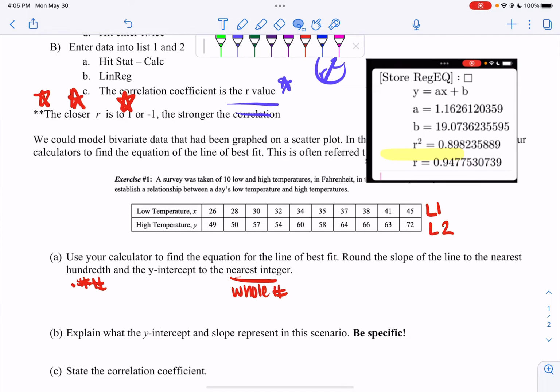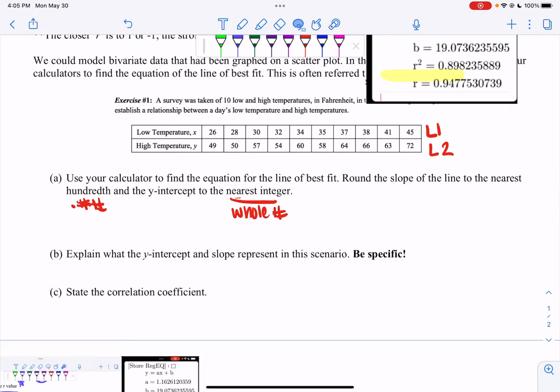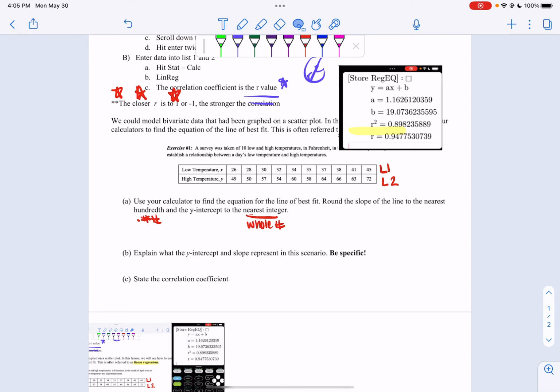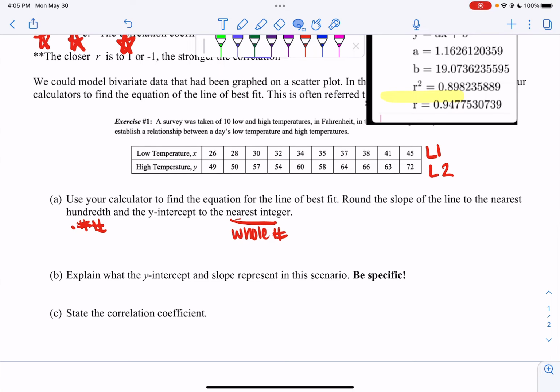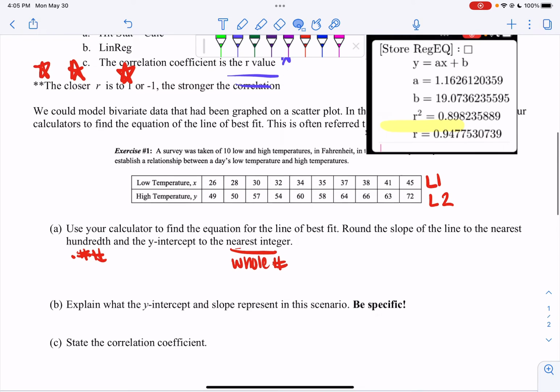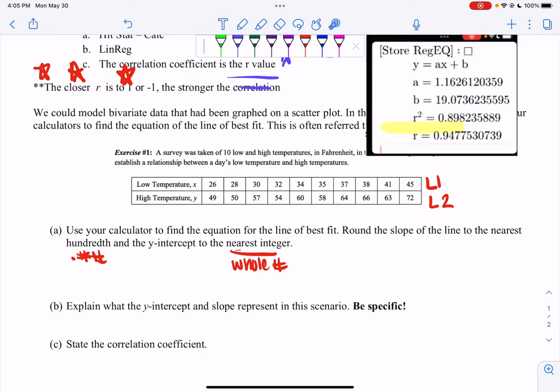So if we look, it says use your calculator to find the line of best fit around the slope of the line to the nearest hundredth and the y-intercept to the nearest integer. So if we look, the nice thing about a linear regression is it tells us what your equation needs to look like. It needs to look like y equals ax plus b. So I'm going to write y equals ax plus b. And then I'm going to write down what a is equal to. A is equal to 1.1626.